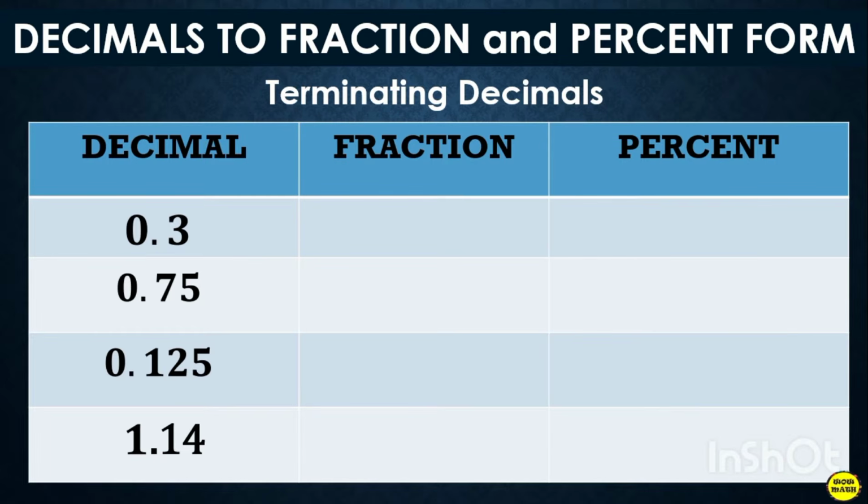Now, in our previous tutorial, we converted from fraction to decimal to percent form. Now, we will do vice versa. We will convert the decimal into fraction form, and also into percent form. So, let's have this first. I have here 0.3.